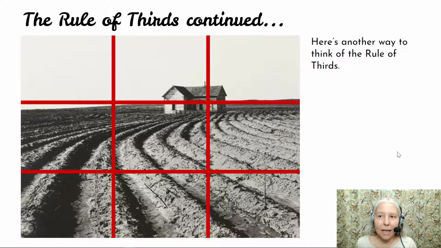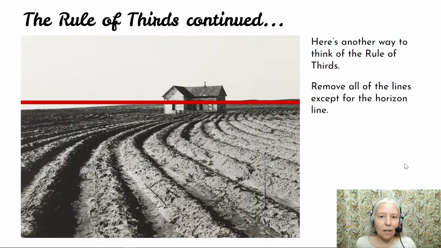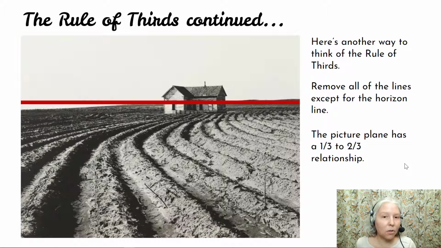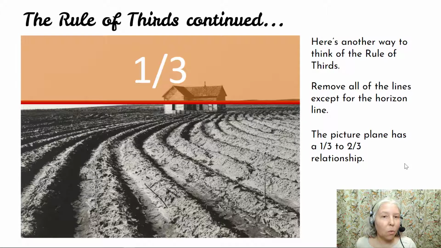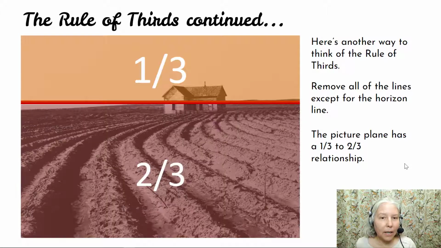Here is another way to think of the Rule of Thirds. If we remove all of the lines except for the horizon line, you can see the picture plane has a 1/3 to 2/3 relationship. So 1/3 above the horizon line and 2/3 below the horizon line.